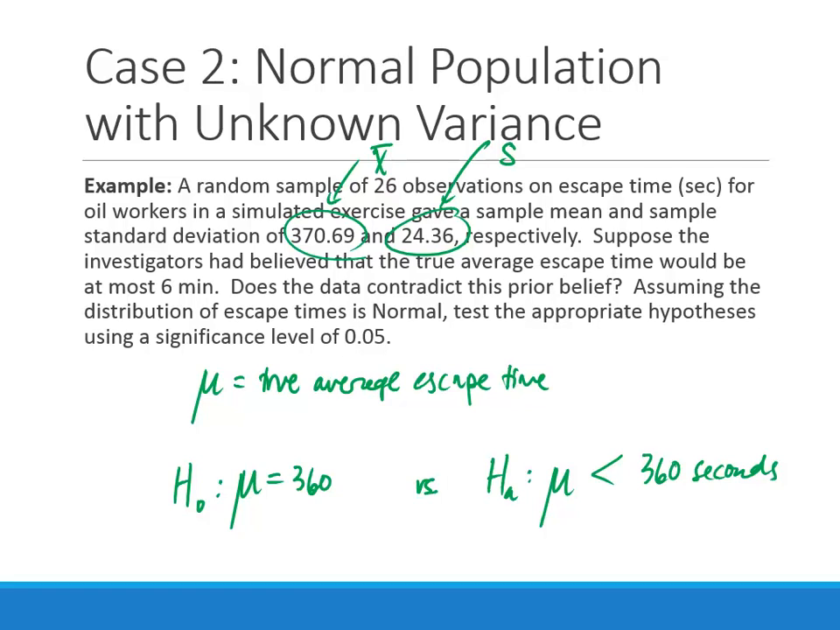Actually, I feel like in these problems, this one maybe is not too crazy, but I think the hardest part can often be setting up your hypothesis. So is everybody okay on that? My claim is that the average escape time is at most 6 minutes, 360 seconds, and I want to see if that's not true.